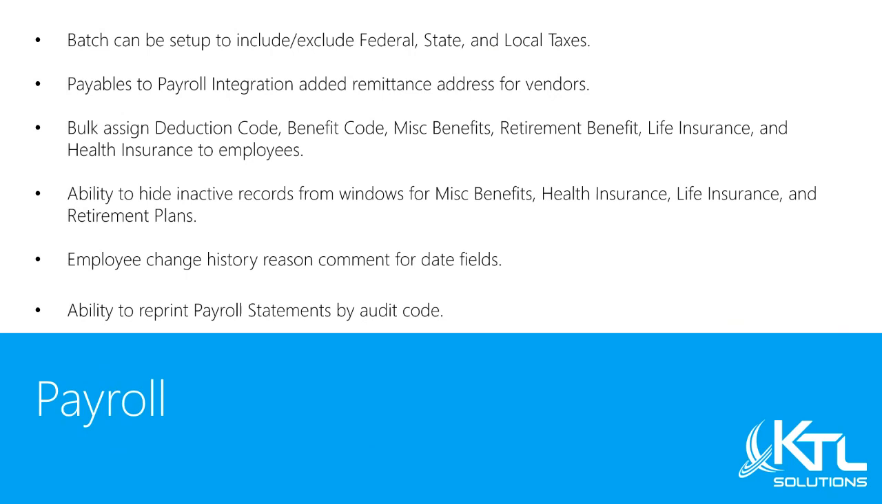We have the ability to hide inactive records from windows for the various benefits that we may receive, such as miscellaneous benefits, health insurance, life insurance, and retirement plans. Employees can change history. When they change a date on something, it will date that transaction for any changes that are done to the system in the payroll. And they have the ability to reprint payroll statements by an audit code.